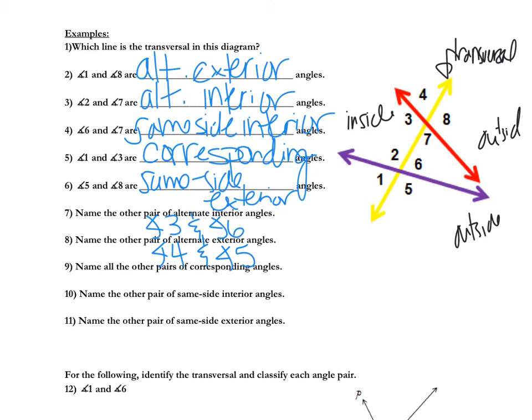Okay. Name all, keyword there, all, of the other pair of corresponding angles. So the pair of corresponding angles we were given were 1 and 3. So we need to list all the other pairs. So we have angles 2 and 4, because upper left, then upper right, so angles 6 and 8, and then finally angles 5 and 7.